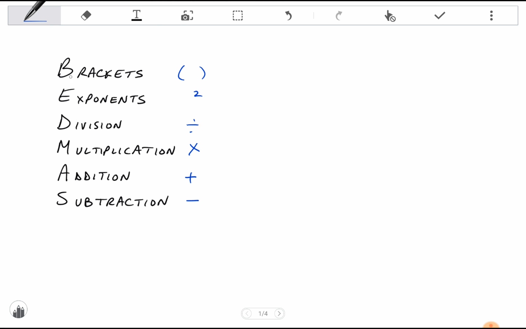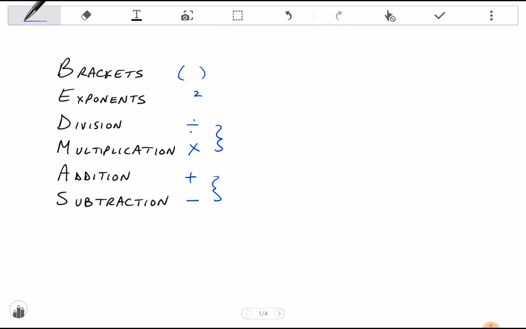It's important to remember that brackets are always done first in a question. Exponents are then always done second. Division and multiplication basically have the same power, so we don't necessarily do division before multiplication. We do whichever one comes most to the left in the problem. The same thing applies to addition and subtraction: they both have the same power, so whichever one comes most to the left will be done first.